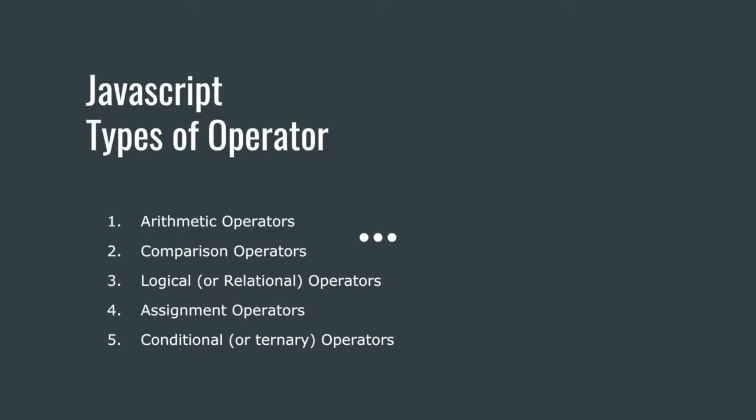So let's talk about how many types of operators there are. Here are the types of operators. Number one is arithmetic operators, then comparison operators, logical operators, assignment operators, and conditional operators. We will learn step by step how we can use them. So let's start to code and see how we can do this.